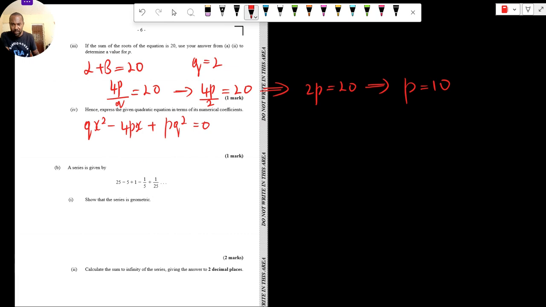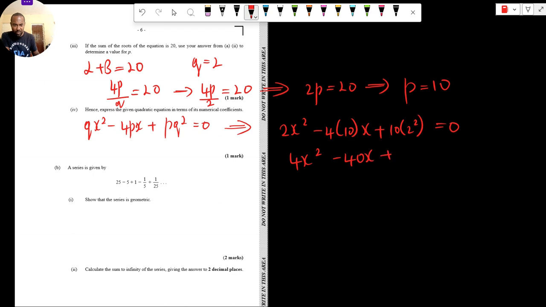So having found the values of q and p, we can therefore say that, well, q is equal to 2. So we have 2x squared minus 4 times 10 times x plus 10 times 2 squared is equal to 0. And so we have 4x squared minus 40x plus 40 is equal to 0. And that right there gives the quadratic in terms of its numerical coefficients, right?